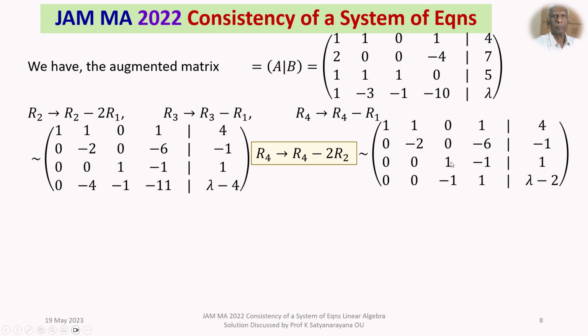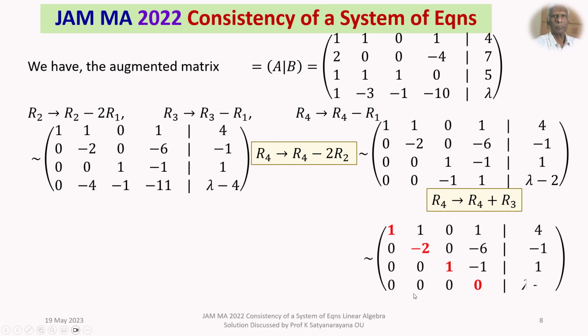Now, we want to make this fourth row, third column element to be 0. To do that one, to the fourth row add the corresponding entries of the third row. So if you add, 1 minus 1 is 0, and 1 minus 1 is 0, and lambda minus 2, and you are adding 1, lambda minus 1. So that will be the fourth row is lambda minus 1.